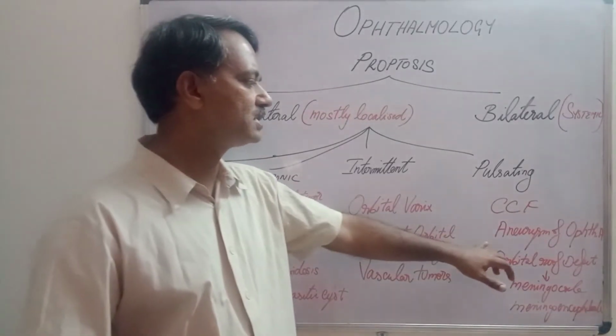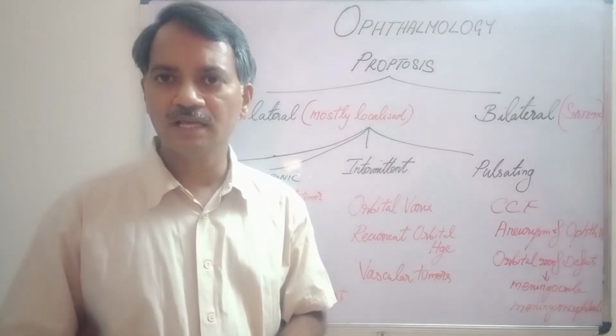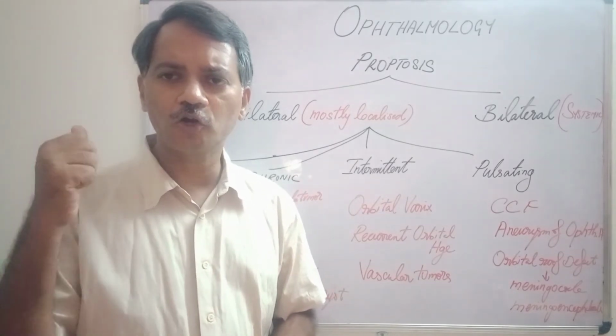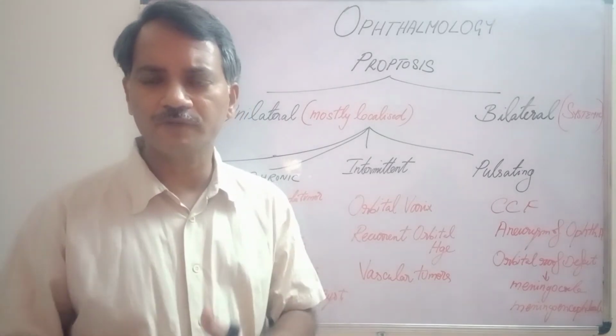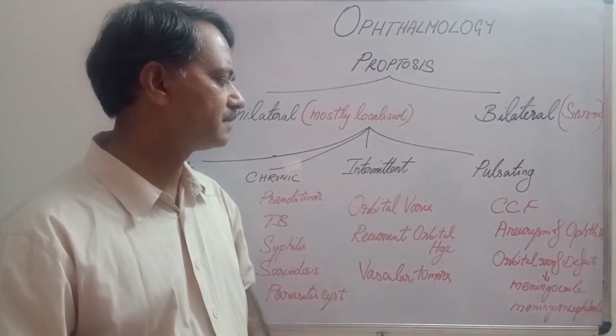Next is aneurysm of the ophthalmic artery. It may be due to some diseases. There may be an aneurysm developing in the ophthalmic artery, or it may be due to a trauma leading to aneurysm of the ophthalmic artery, leading to unilateral pulsating proptosis.